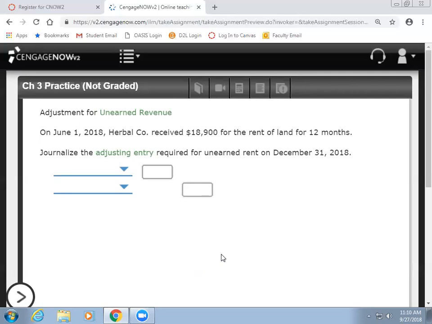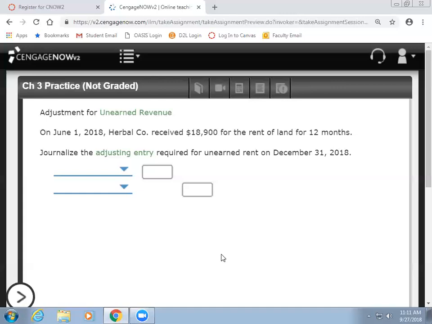So I want to calculate 7 months worth of this rent. So I would take $18,900 and divide by 12 to get the monthly rate. And I'm going to multiply that by 7 months to get how much we have actually earned, which should be $11,025. Because 7 months, they paid us in advance on June 1st, and now it's December 31st. So 7 months have passed. So of the 12 months they paid us in advance, we've now given them 7 months worth of rent.